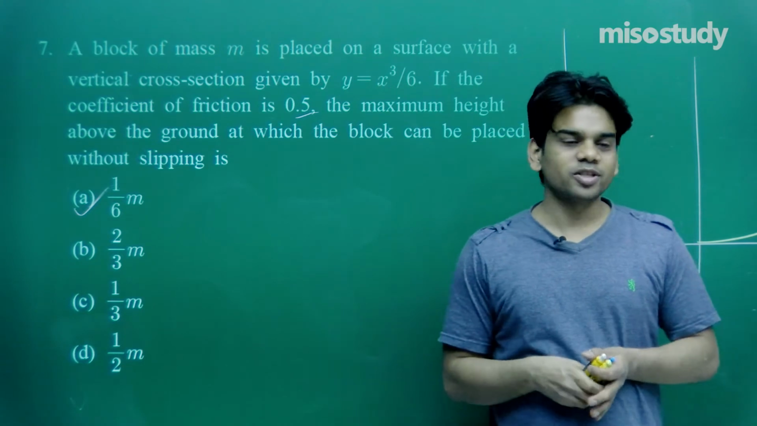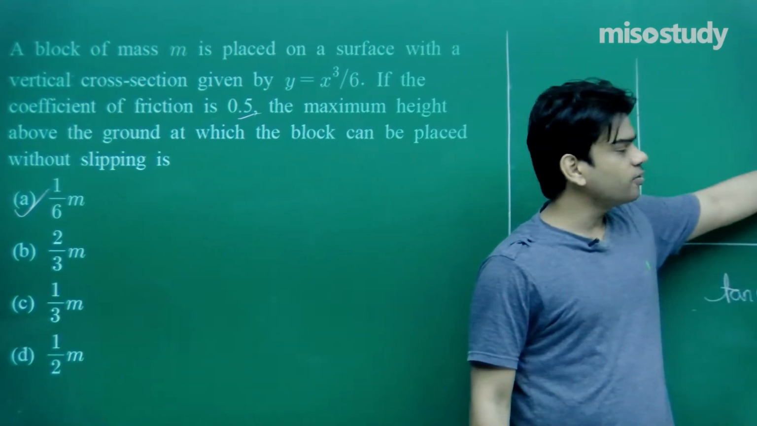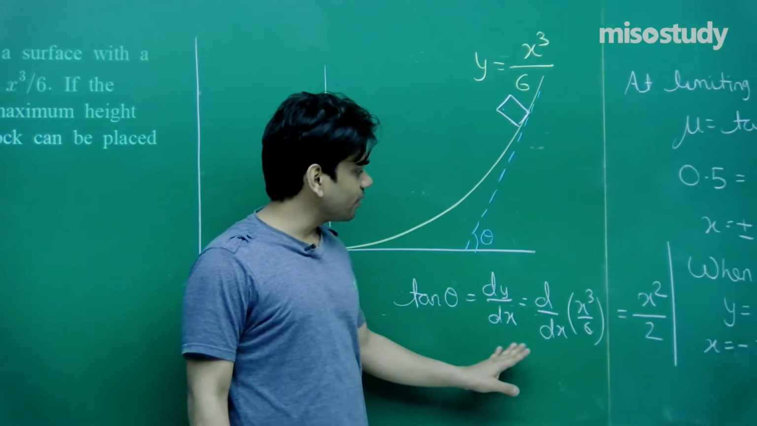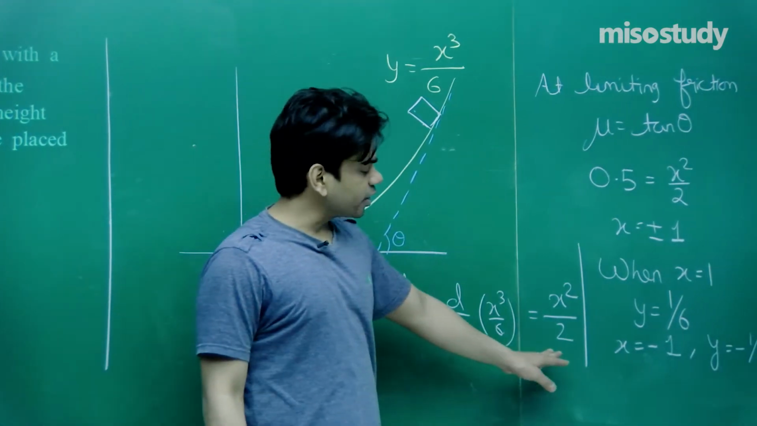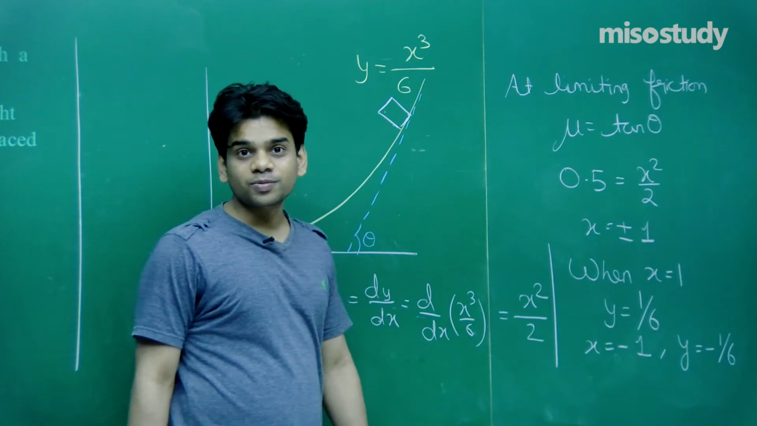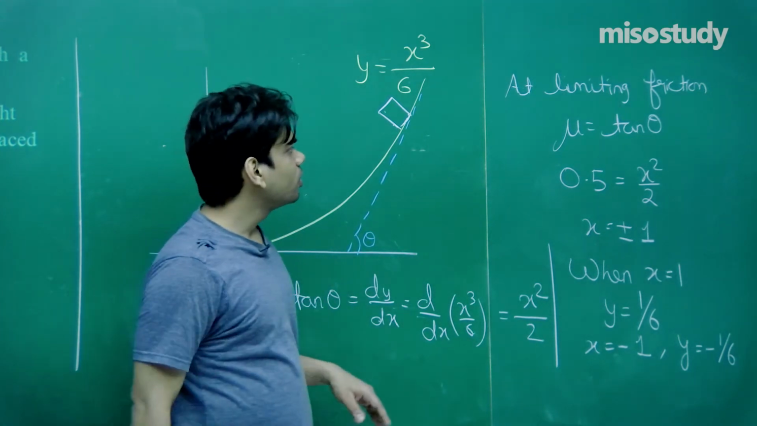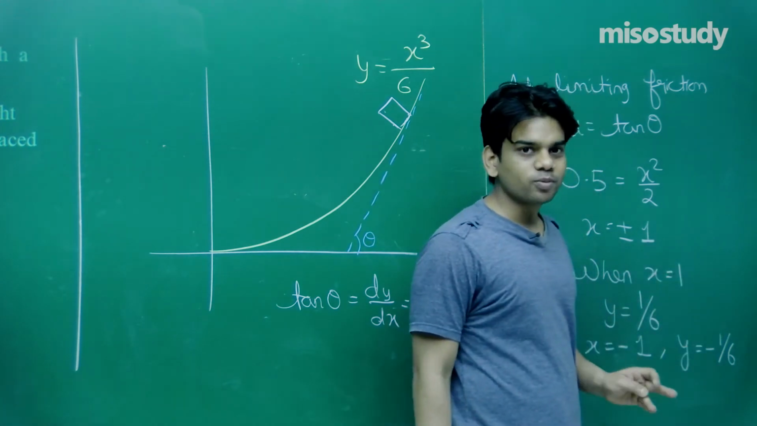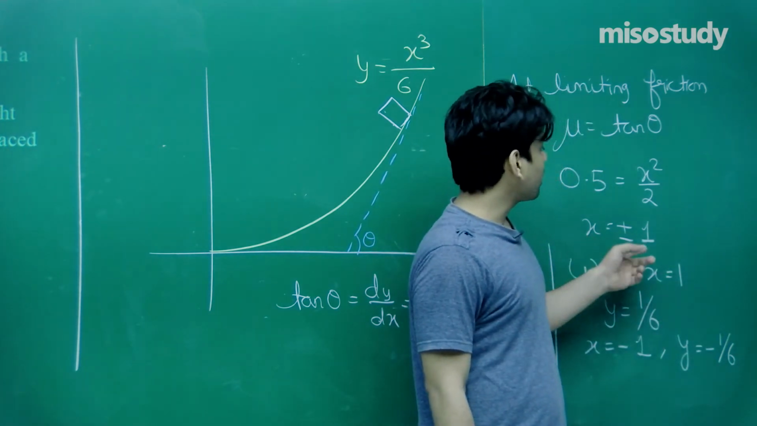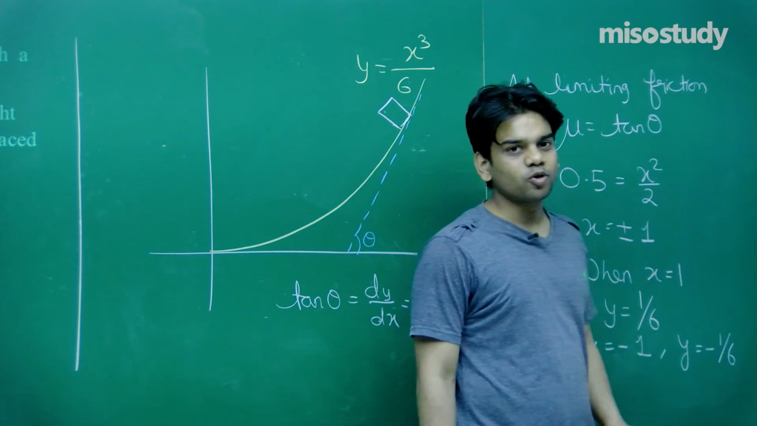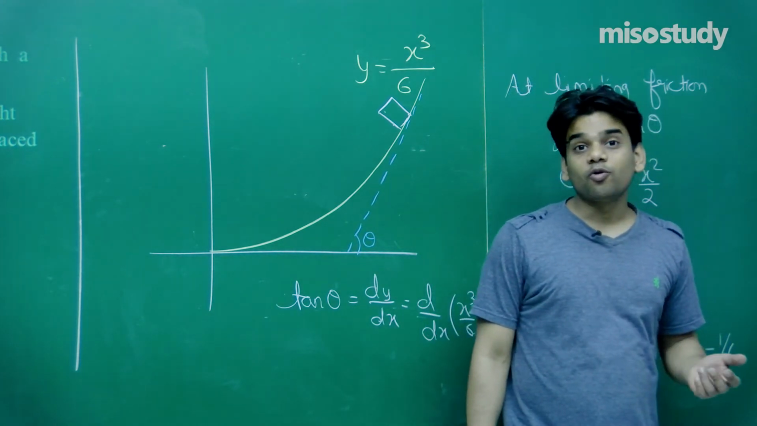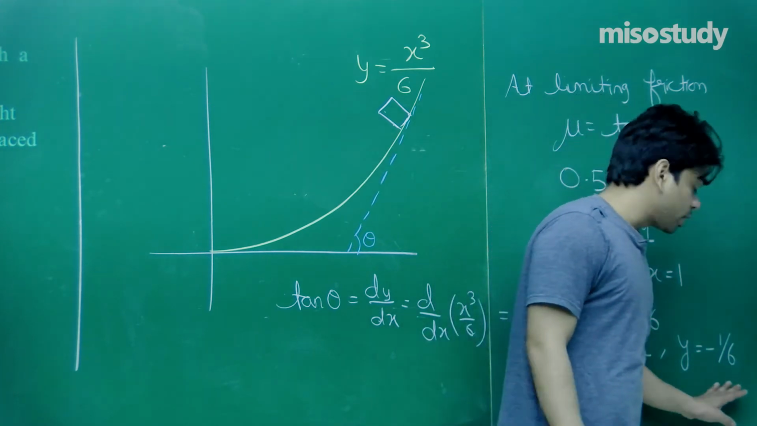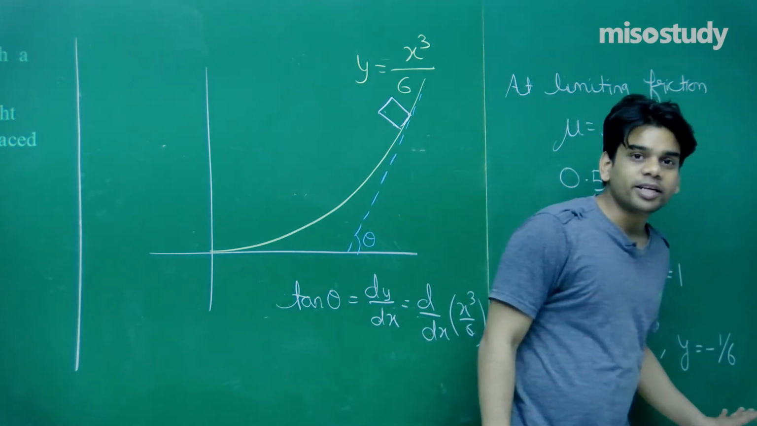Once again, I will just repeat it for you all. Draw the curve, find the slope at any particular point. The slope will be given as x squared by 2. Put up the values for the slope, for the limiting value. Mu equals tan theta, so you will be obtaining 0.5 is equal to x squared by 2. I hope that is clear to you all. Then x will come out to plus minus 1. Put the value, get the two values of y. Find out for which value of y you are going to have the right result. So I want you all to take note till here, and I will start from the other end.